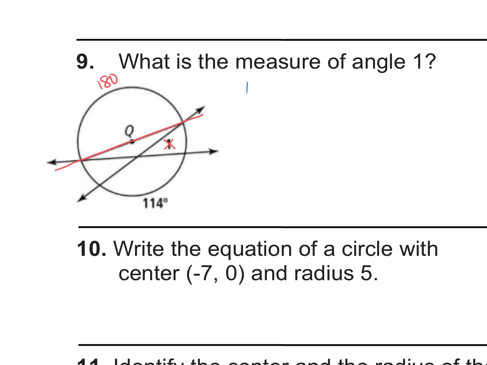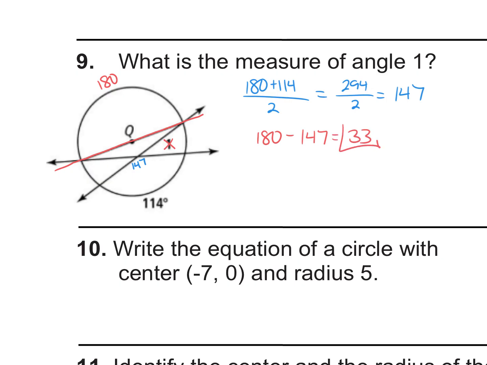180 plus 114 divided by 2. Yep. If I add those together, I get 294 divided by 2, which is 147. So this angle here is 147. How does that help me find angle 1? Subtract it from 180, because we're on a straight line. So 180 minus 147 gives us 33. That's one way you could do it if you remember the average.